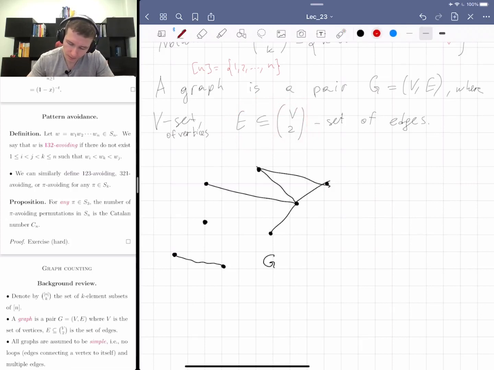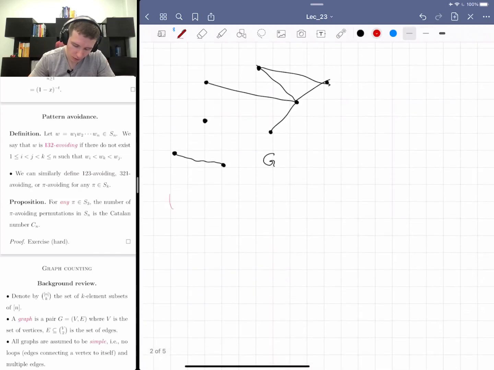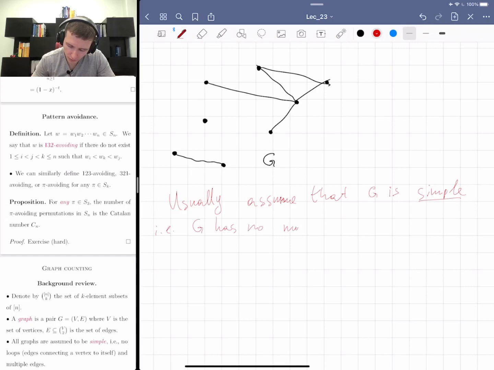So usually we are going to assume that the graph G is simple, which by definition means G has no multiple edges between the same pair of vertices, and no loops, where a loop is an edge connecting a vertex to itself.